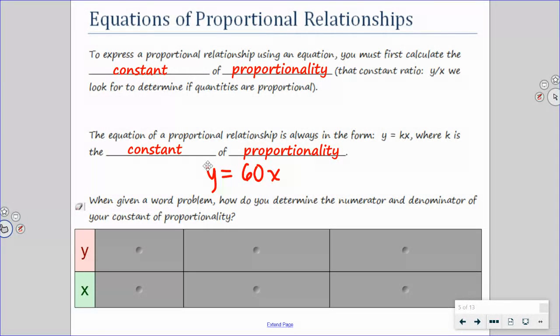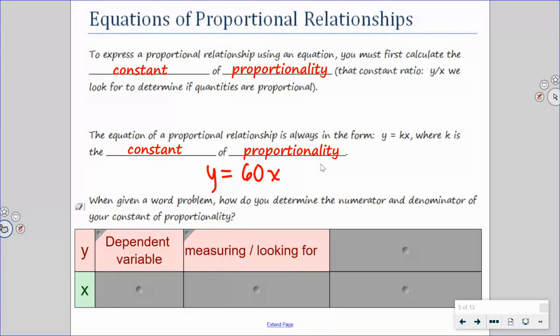But we have to first talk, okay, what is y and what is x? And if you have a relationship, how do you know which is which? So let's talk about that. The numerator is called the dependent variable. Now, the dependent variable is essentially the amount that you're measuring or looking for. For instance, when you're driving miles per hour, generally you're looking for the number of miles. Also, what's buried inside of its name, the dependent variable, is what depends on the other guy.